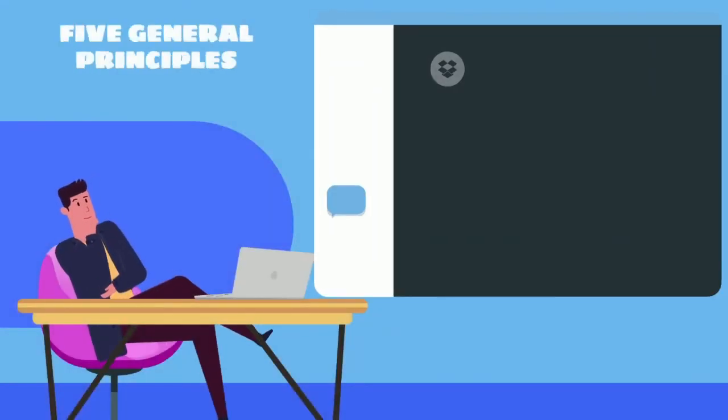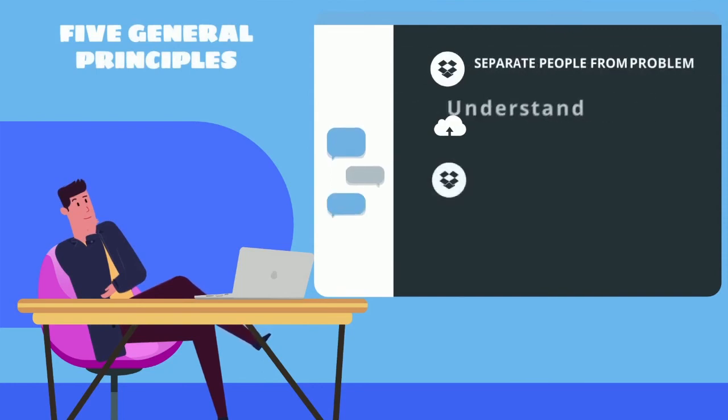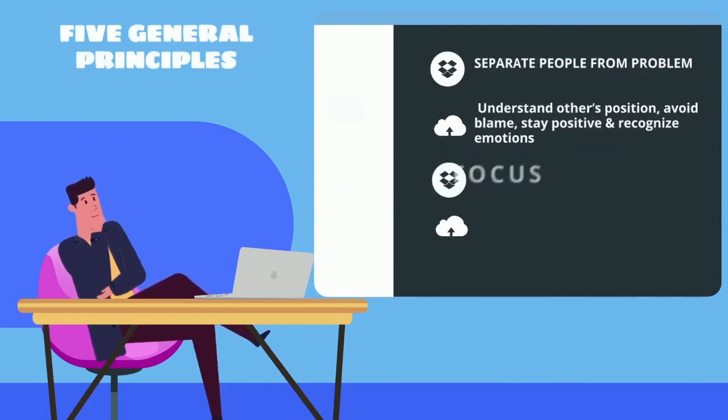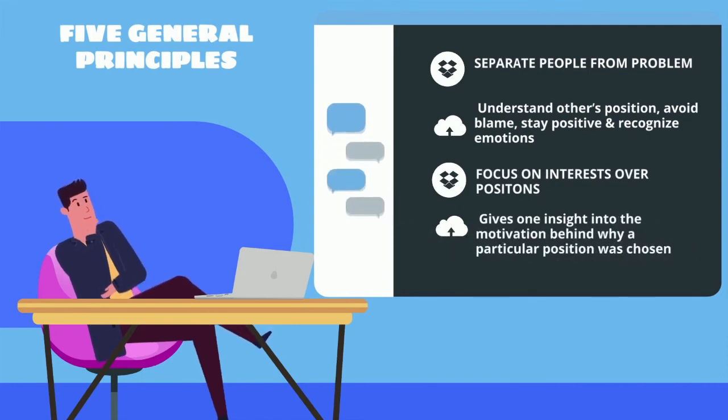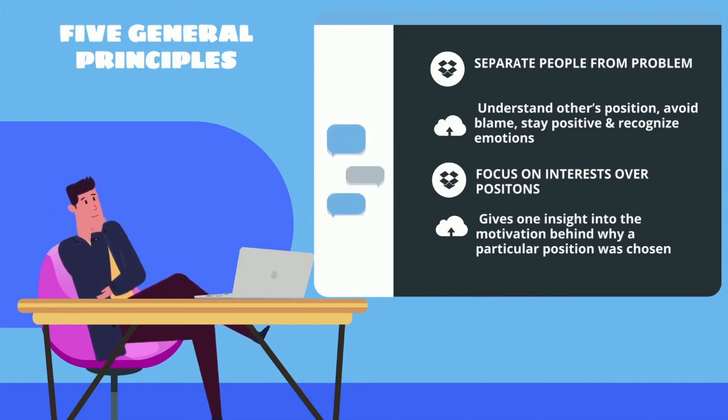5 general principles. First, separate the people from the problem. Understand others' position, avoid blame, stay positive, and recognize emotions. Number 2, focus on interests over positions. It gives one an understanding of the motivation behind why a particular position was chosen.